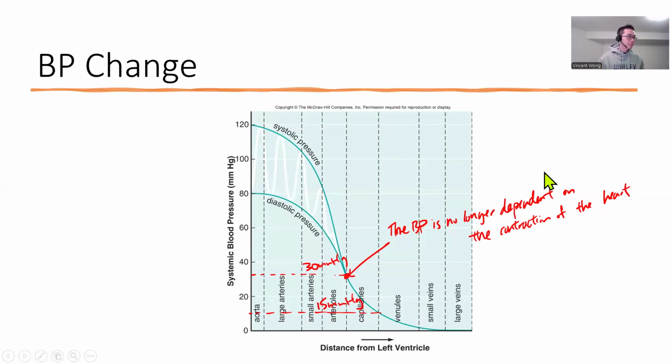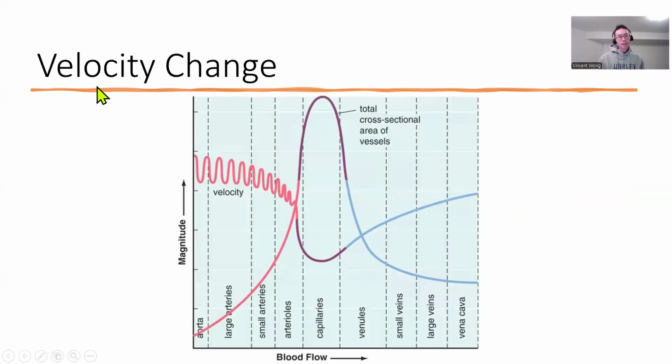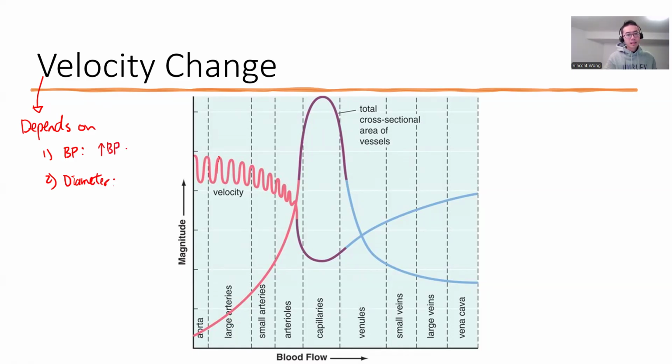Two more graphs. Velocity change. Okay, so this is the one that we're focusing on, okay? The velocity one. The other is for cross-sectional area. So velocity is basically speed. It depends on two things. Number one, blood pressure. Number two, diameter. High BP equals faster. Okay? And diameter, this is the one people always get confused.